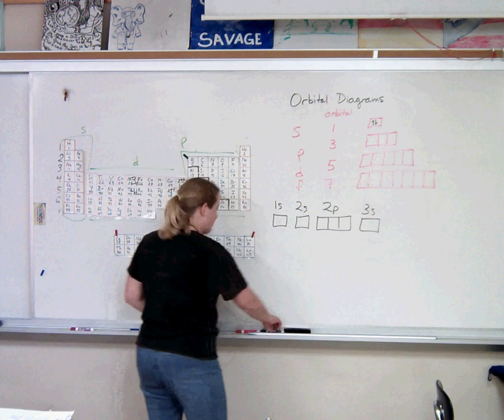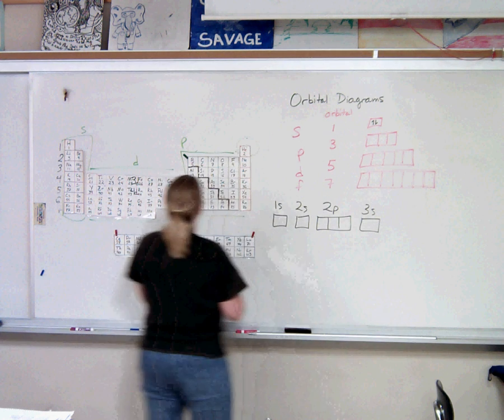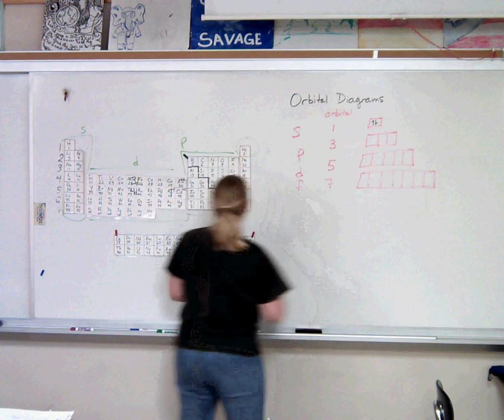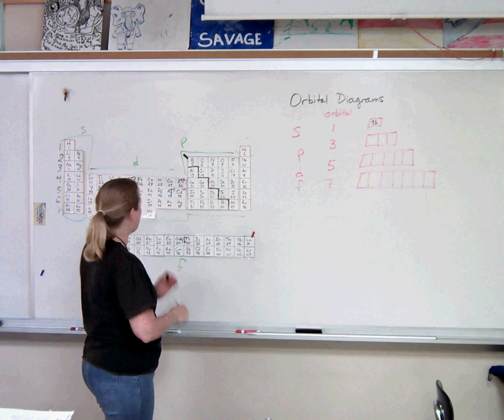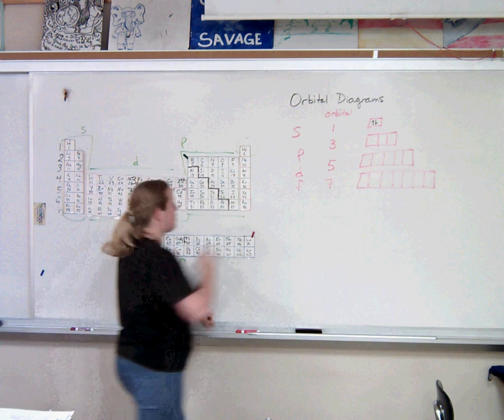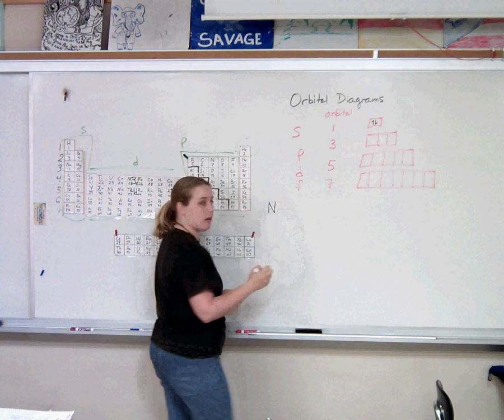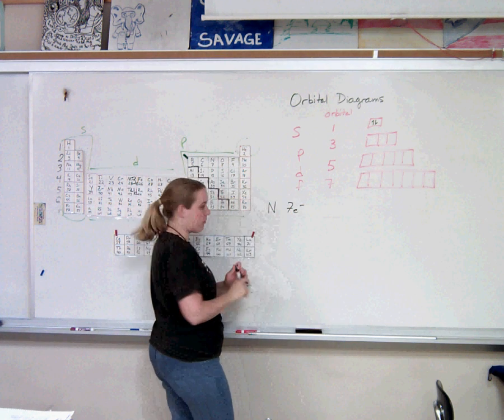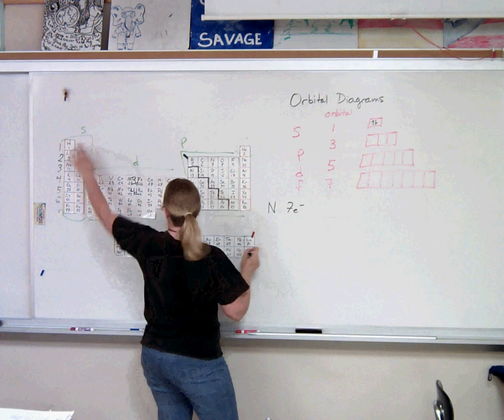So for example, let's go ahead and do something like nitrogen. If we're going to make the orbital diagram for nitrogen, it has 7 electrons. So just keep track of where we're going with this. We always start in the same place. We're going to start with 1s.